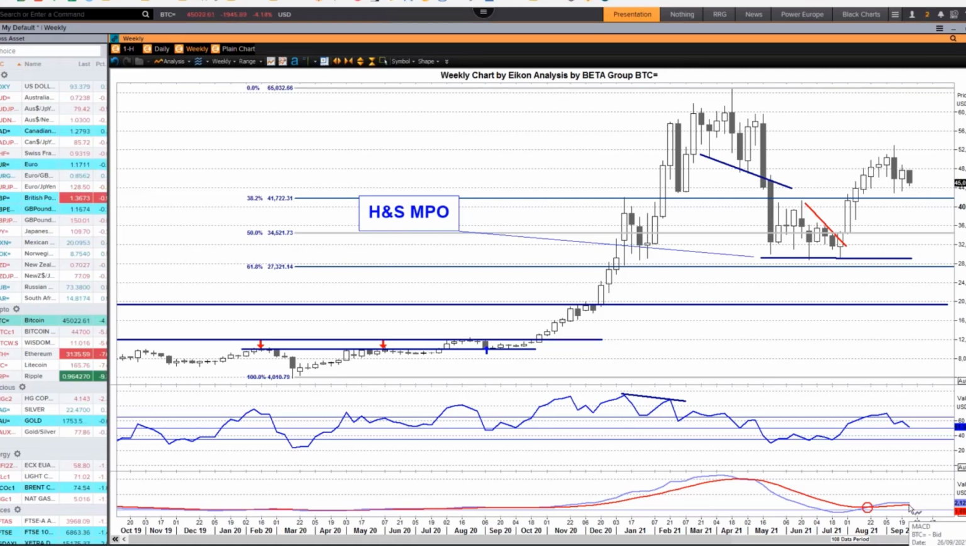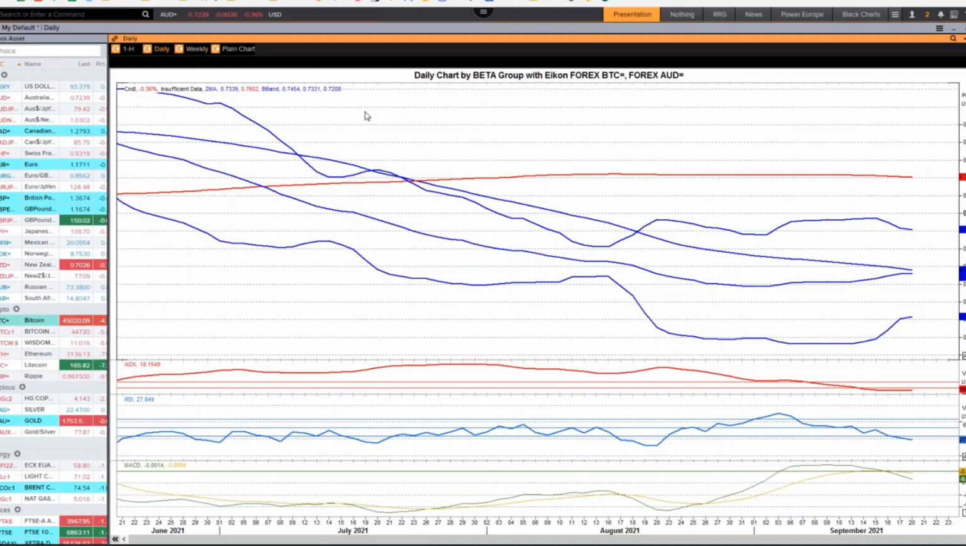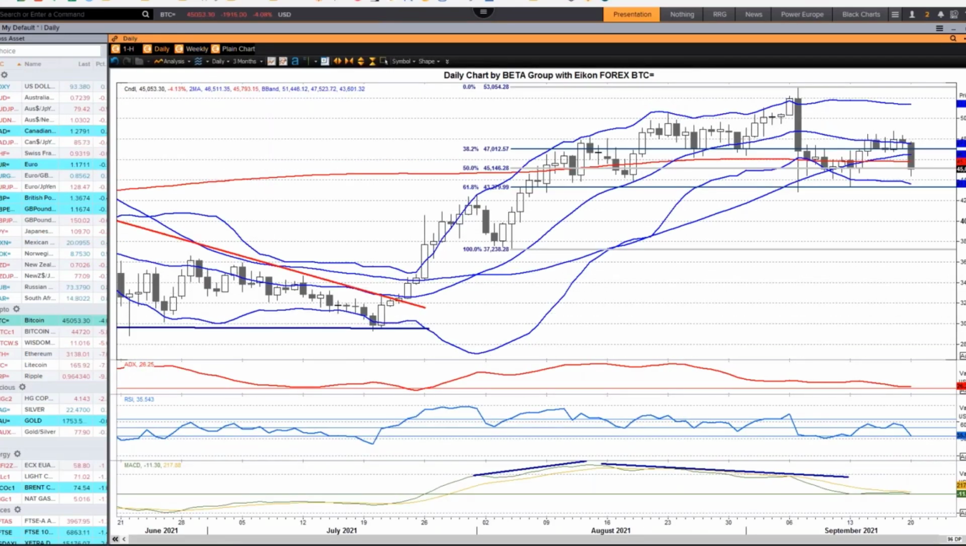The MACD is still positive currently. The RSI is easing back, but the daily chart is looking quite threatening. We've come down here to some very important levels, a series of lows which are not in themselves that strong. That's what's quite worrying about this.